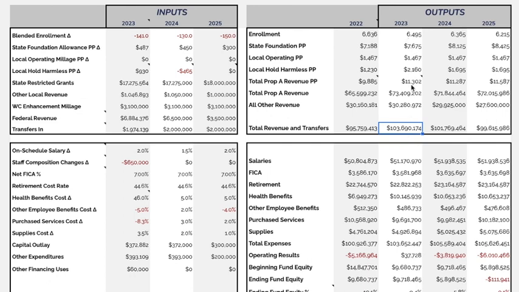So if we stay in 2023 for a second here, you can see that on the expense side, salaries have gone up by whatever that is, call it $500,000 or something like that. FICA is going to be a fixed percentage. Retirement stays about flat because it's a percentage of salaries, which were basically flat. They went up a little bit, as you can see.